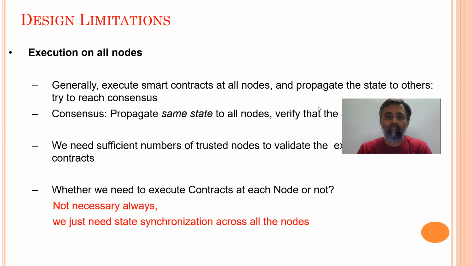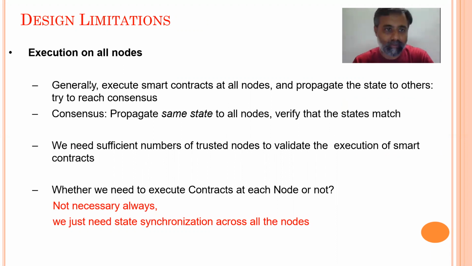Now, execution on all the nodes. Generally, what happens, we can execute the smart contract at all nodes and propagate the state to all other nodes in the system and try to reach consensus. And after consensus, the same state will be propagated to all nodes and verify that the states match.